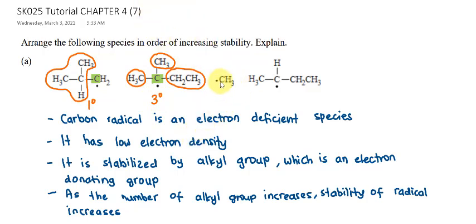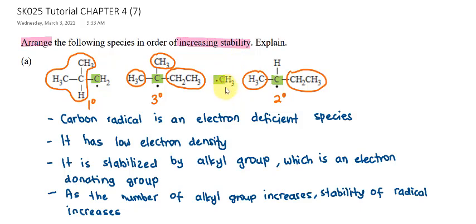For the third one, there is no carbon attached to this carbon, so this one is actually a methyl radical. And the last one, we have 2 carbons attached to the carbon radical, so 2 alkyl groups. So this one is a secondary carbon radical. Since the question asks you to arrange the species in order of increasing stability, you should arrange it from the lowest stability to the highest stability.